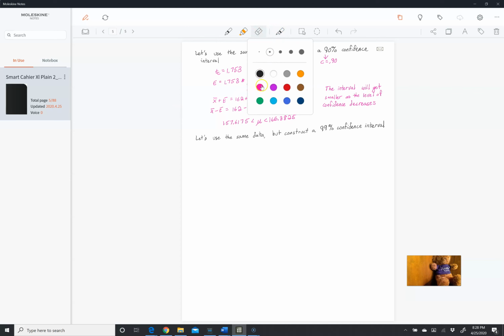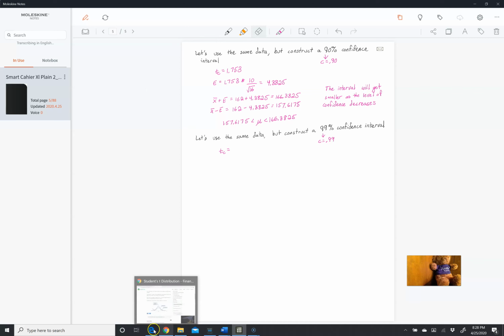So again, this isn't a lot of work, right? There's not all that much that we're doing. Our C is equal to 0.99 now. Our degrees of freedom hasn't changed, right? It's still 15 because our sample size hasn't changed. So we could go directly to our t-charts.